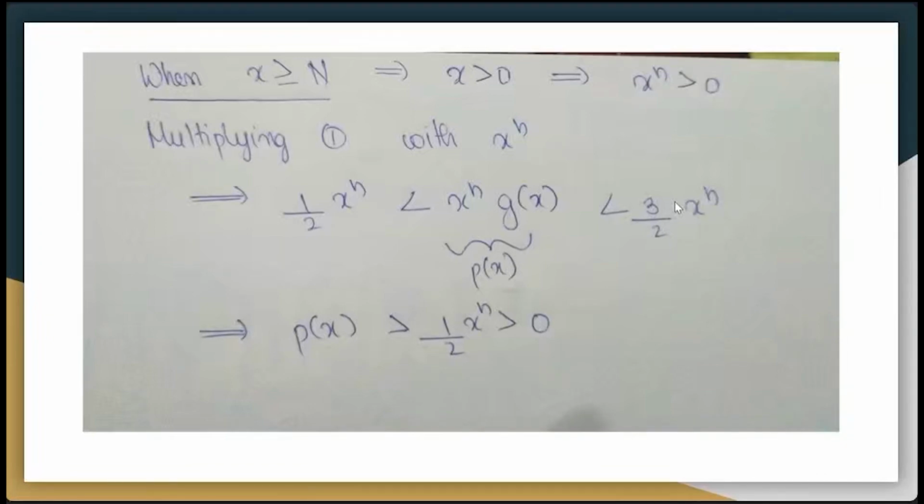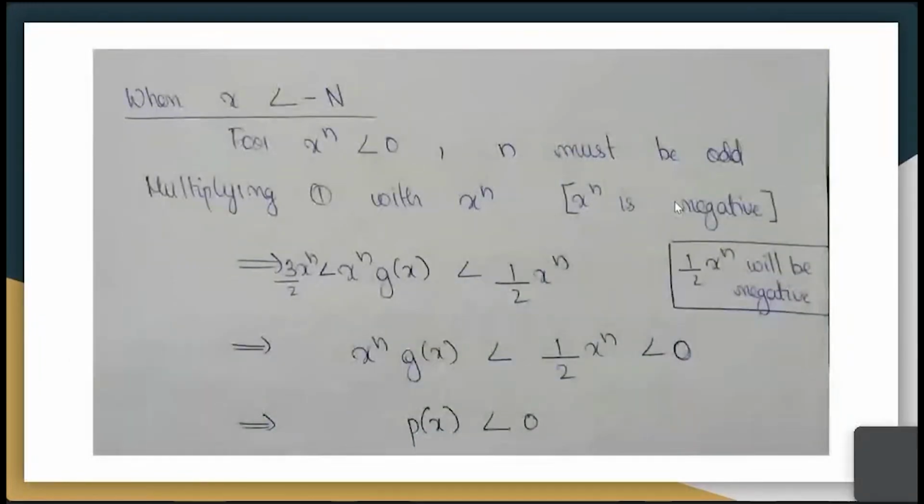Okay, then I have x to the power n g of x as my p of x. So my p of x will be greater than 0, since 1 by 2 x to the power n is also greater than 0. Now I have my second case, when x is less than minus n.